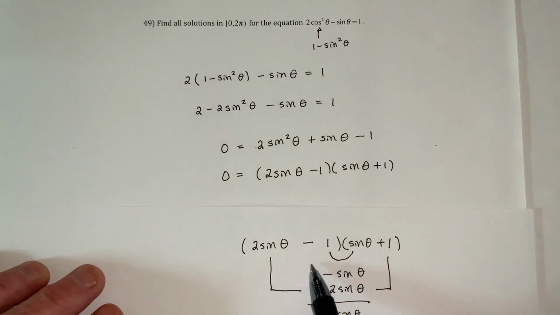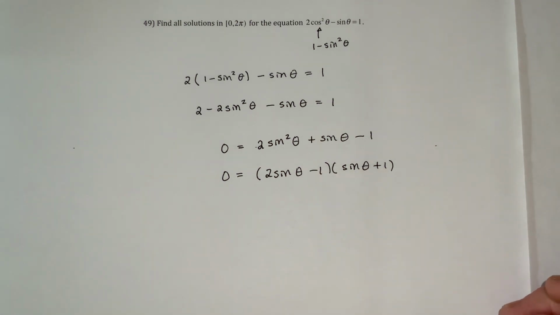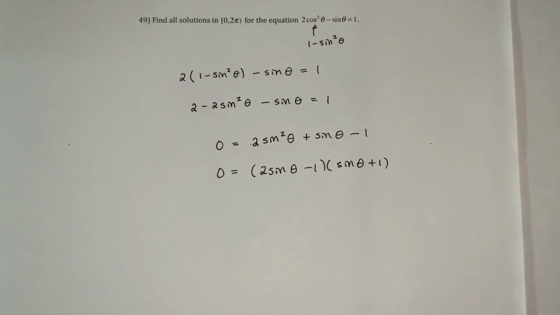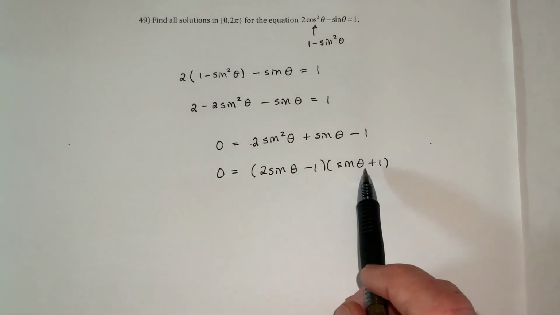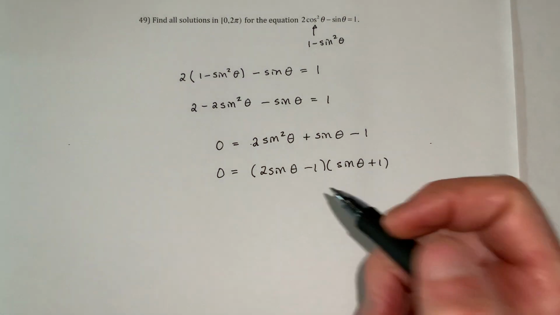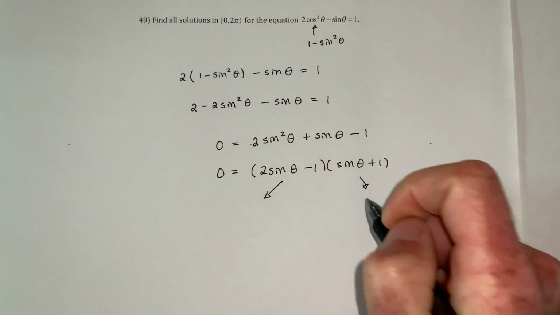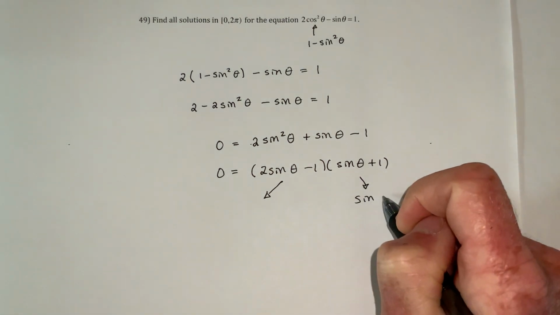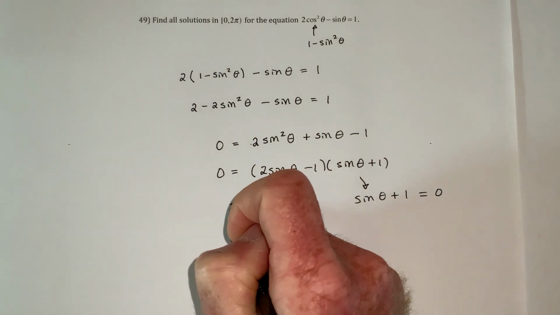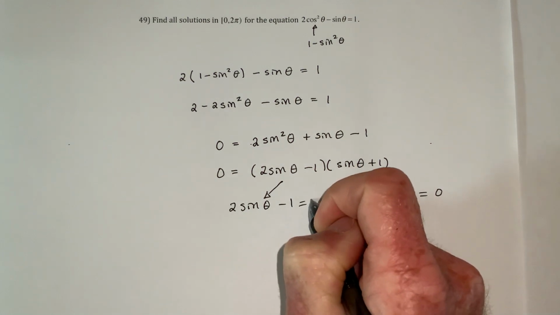If the factoring would not have worked, then I could always use the quadratic formula. Factoring works sometimes. When it does work, it's faster, but it doesn't always work. And if factoring doesn't work, the quadratic formula always works. So now that it's factored, you set each factor equal to 0 and basically separate it into 2 separate problems now. Set that one equal to 0. Set this one equal to 0.